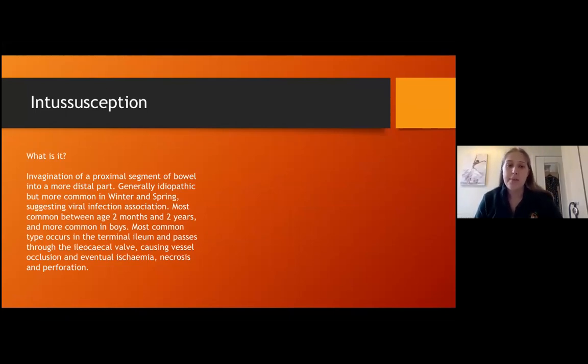So there are thoughts that it might be associated with viral infection, given that that's when children get those. It's most common between age 2 months and 2 years, and it's more common in boys than girls. The most common type is in the terminal ileum, but it can occur anywhere. And it can cause occlusion, ischemia, and necrosis of the bowel, so it can be quite severe.